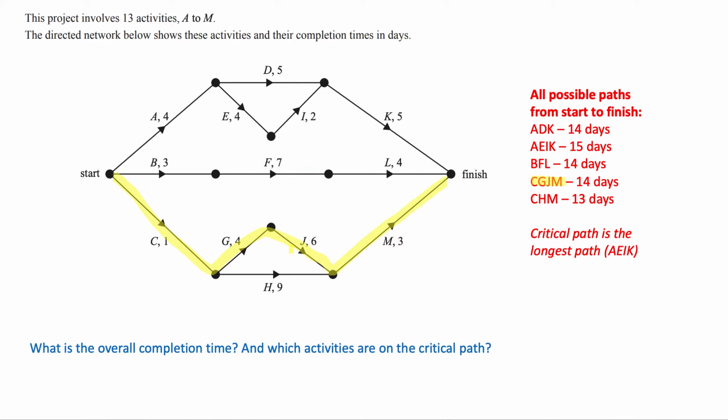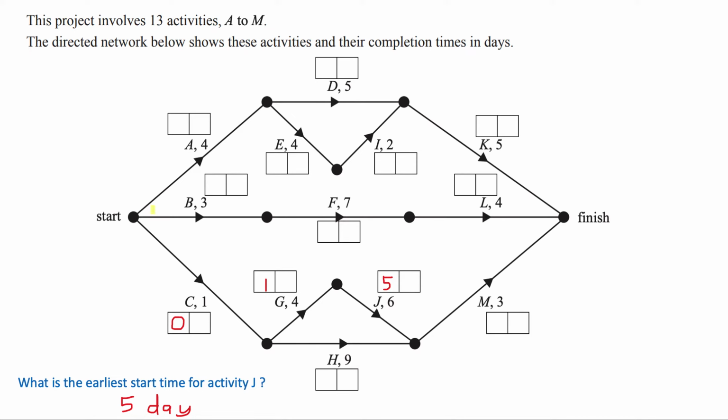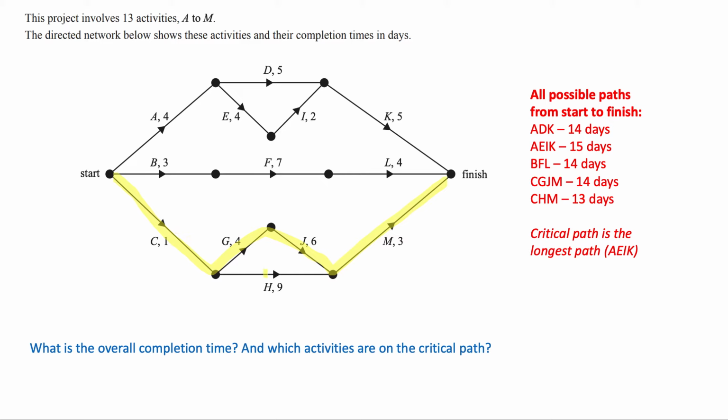And lucky last, whoops, I've gone too far. Sorry about that. Lucky last, don't know why that happened. There we go, is C, H, M. All right, the one right along the bottom. So C to H to M, and that takes 1 plus 9 plus 3 gives 13 days.